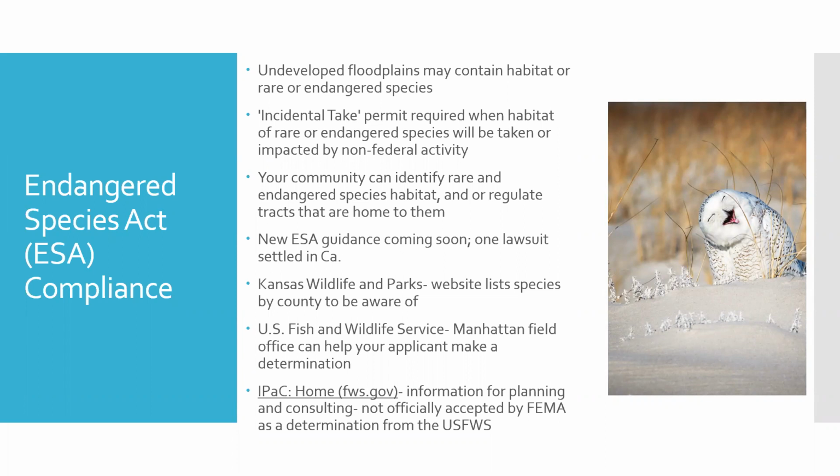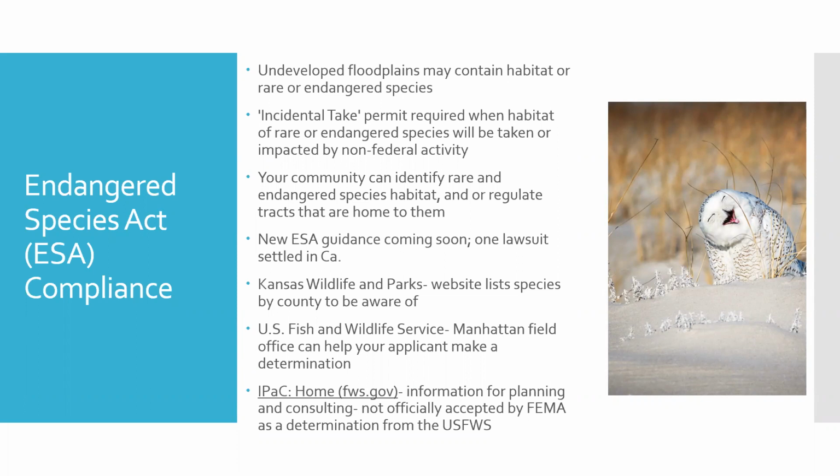So that's the Kansas Wildlife and Parks site. They have a list of species by county that you might want to be aware of. And then, as I mentioned, the Manhattan Field Office for the U.S. Fish and Wildlife Service is really your main go-to for getting a determination on any endangered species, potential impacts or issues. So there are a couple of tools.